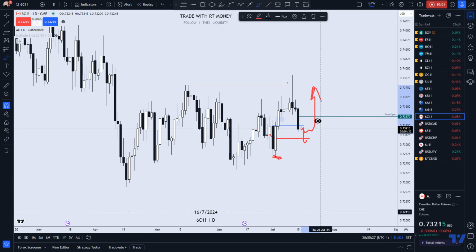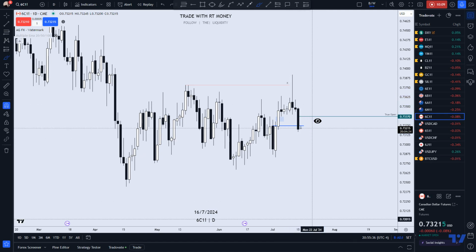And show strength in the CAD, have the CAD outperform the US dollar, because the US dollar is pretty vulnerable during a risk on market. The US dollar is going to be weak because money is going into the markets, right? So we'll see. We're going to watch this level very carefully.